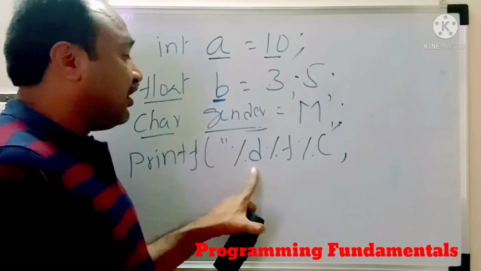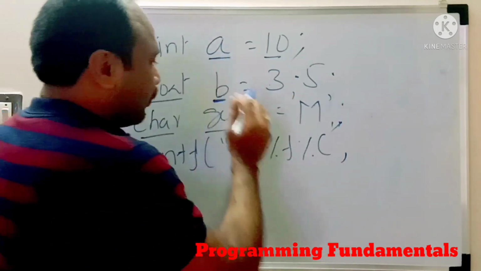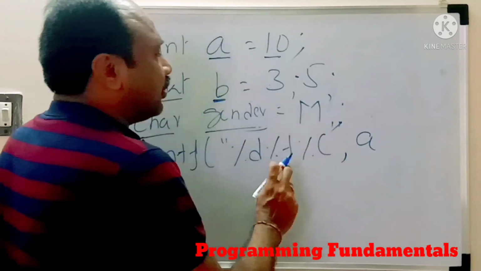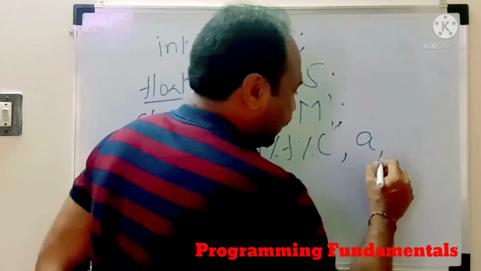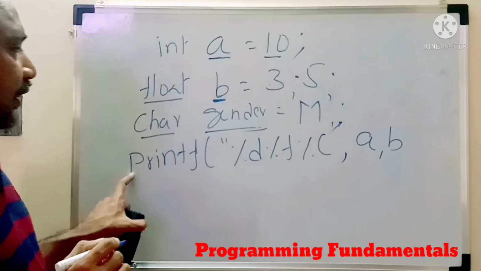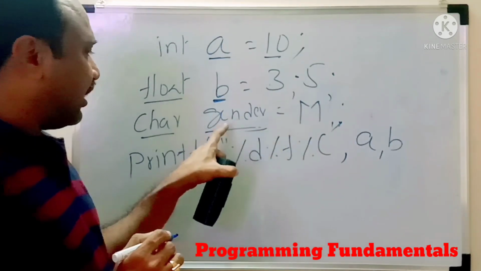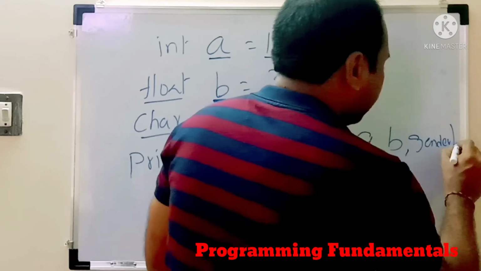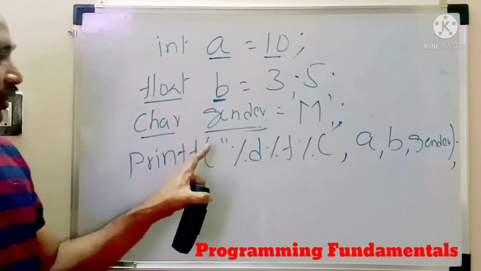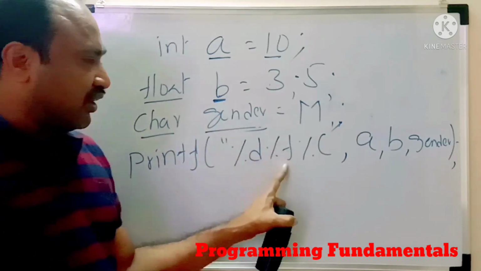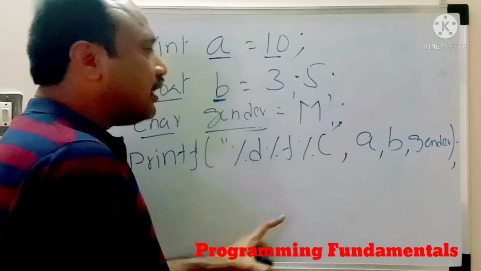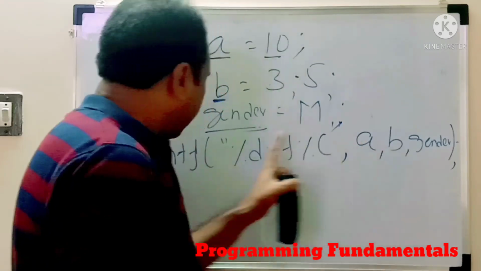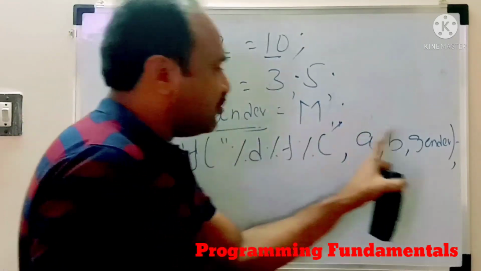Printf, print %d, an integer. Where is that integer? Under the name a, comma a. Printf, print %f, a float. Where is it? It is under the name b, comma b. Printf, print %c, a character. It is under the name gender. A, comma b, comma gender. Like this you have to print. Printf, double quotes, %d, %f, %c, double quotes end, comma, the integer is under the name a, the float is under the name b, the character is under the name gender.